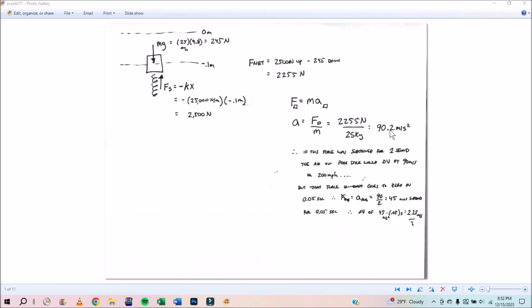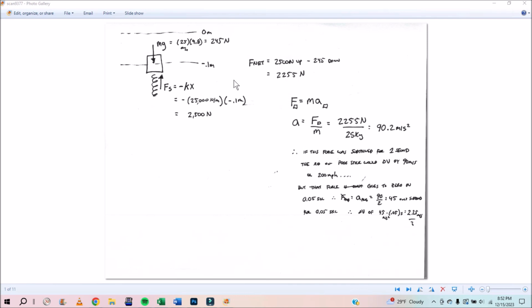And what does that even mean? Well, it says if we continue having this force for a full second, we're going to change our velocity by 90 meters per second. And even Canadians probably don't know too much about meters per second because they drive in kilometers per hour. But anyway, multiply by 2.25 and you get 200 miles per hour. So if you have this force for 1 second, you're going to go from 0 to 200 miles per hour in 1 second.